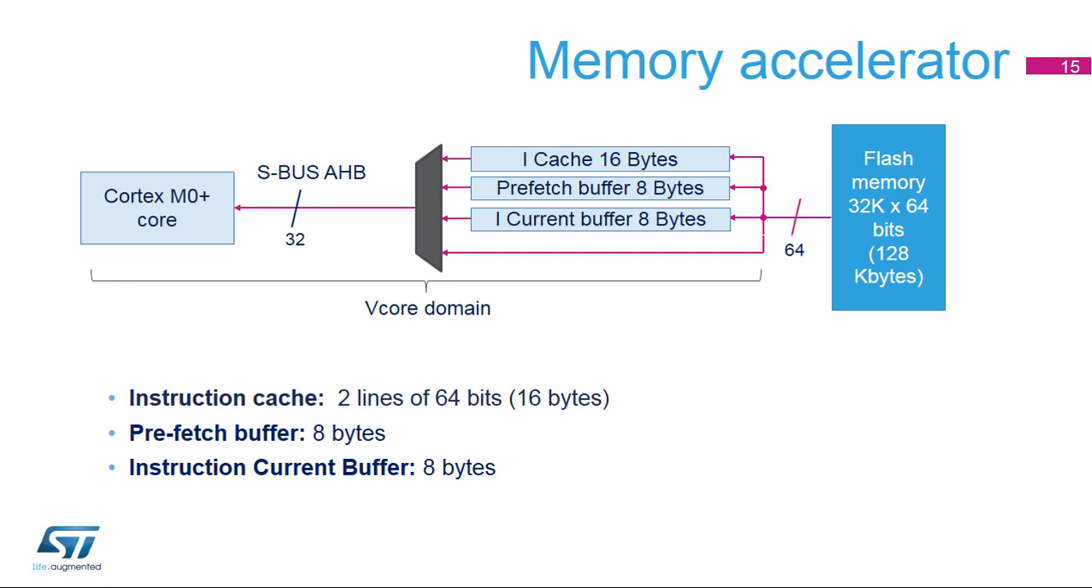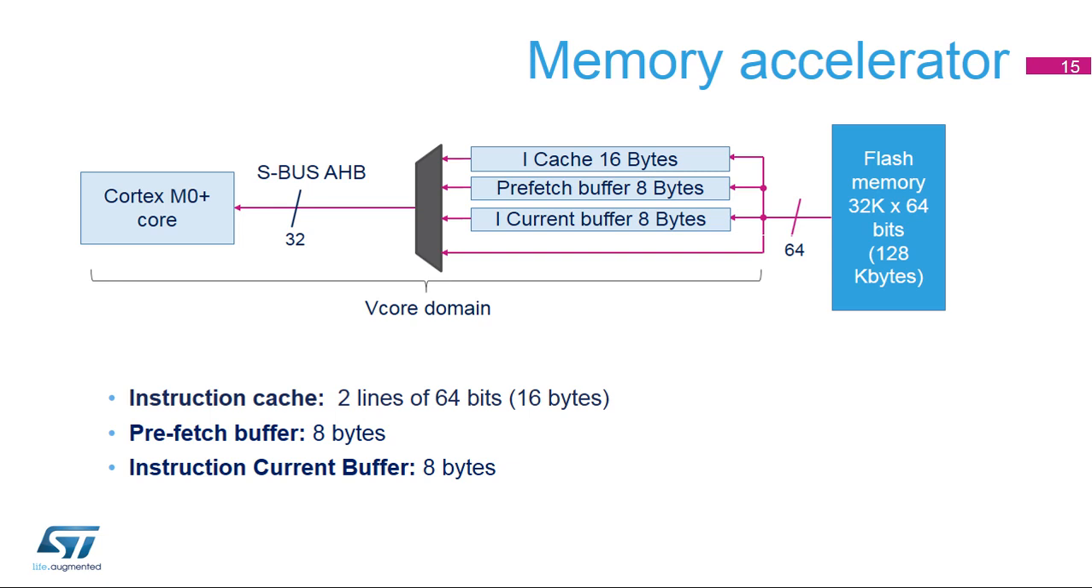When the code is not sequential due to a branch, the instruction may not be present in the currently used instruction line or in the prefetched instruction line. In this case, the penalty in terms of number of cycles is at least equal to the number of wait states. Small loops can be entirely stored in the current and prefetch buffers. No flash memory access is needed.